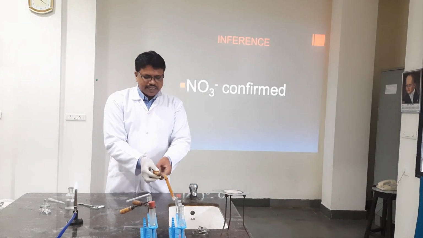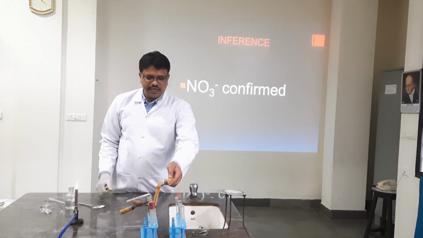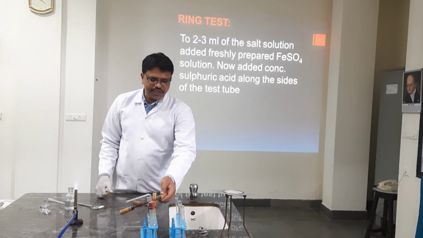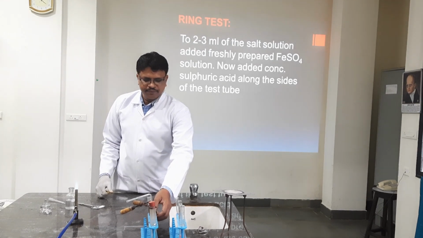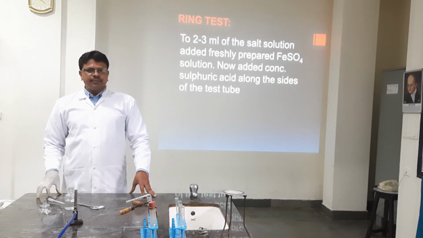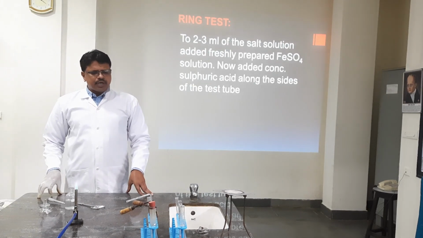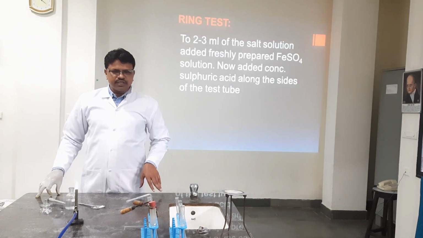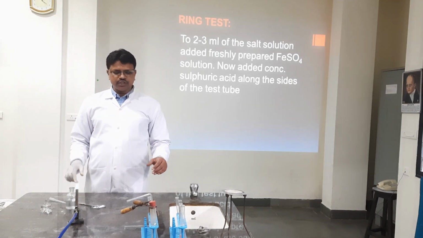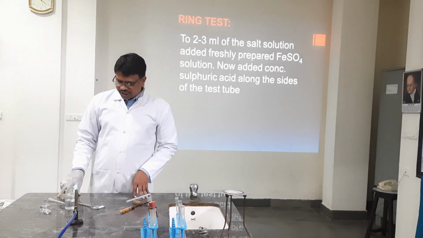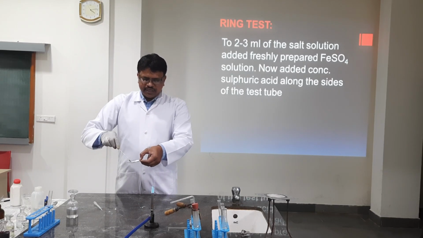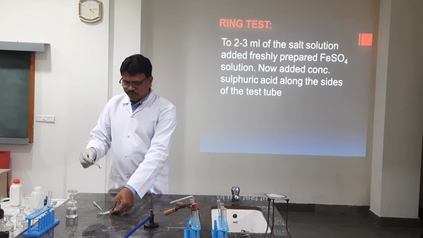I am going to do the second confirmatory test. That is nothing but the ring test. What is the ring test? Do you know, students? That is also called the brown ring test. Okay. So how to do this brown ring test? What are the things required? Things required are ferrous sulfate, that is freshly prepared ferrous sulfate, next the given salt, and concentrated sulfuric acid. There exists formation of a ring. How is it going to form? We will demonstrate this. So coming to the second confirmatory test, as I said, the ring test, also called the brown ring test.